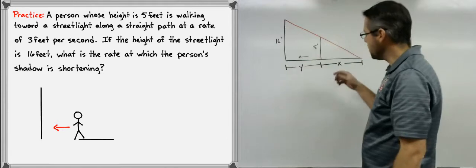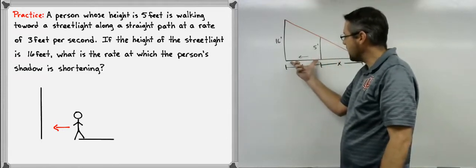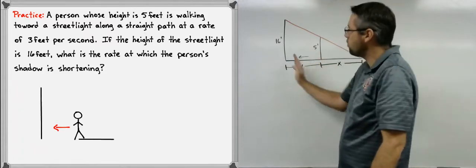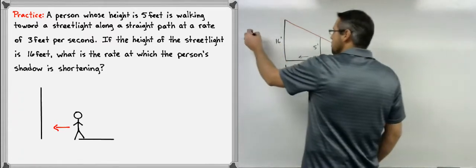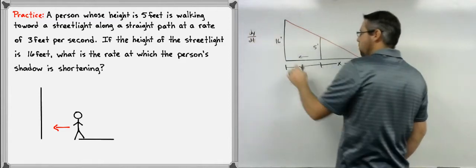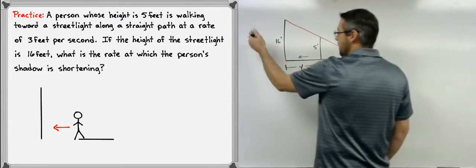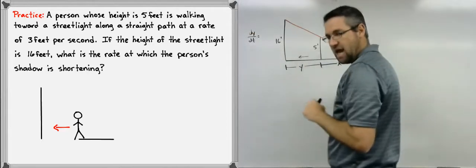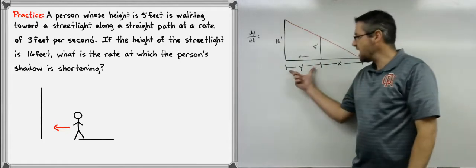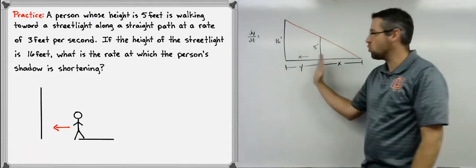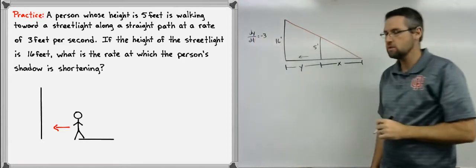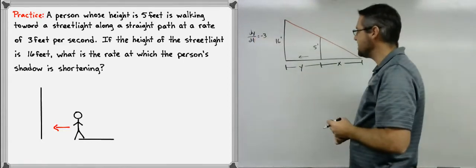Well, what do we know? What's happening here? We know that this length is decreasing as she walks along because she's walking toward the street light. So we can conclude that dy/dt, the rate at which this distance is changing over time, is what? Well, it says it's 3 feet per second, but this is important. This length is decreasing. She's walking towards the street light. So we would say that this is negative 3 feet per second. Okay? So dy/dt is negative 3.